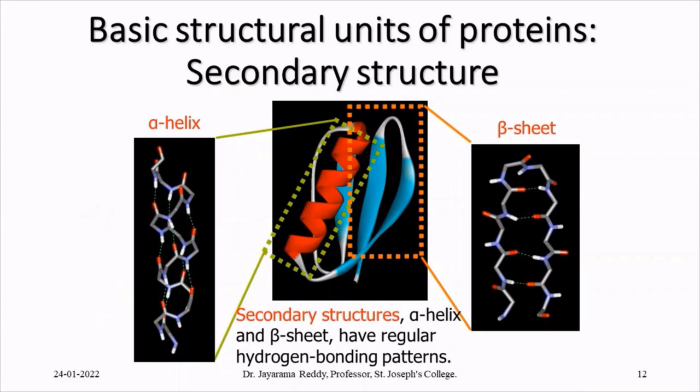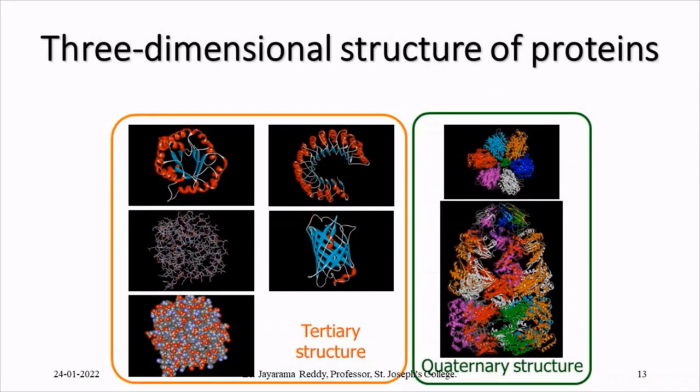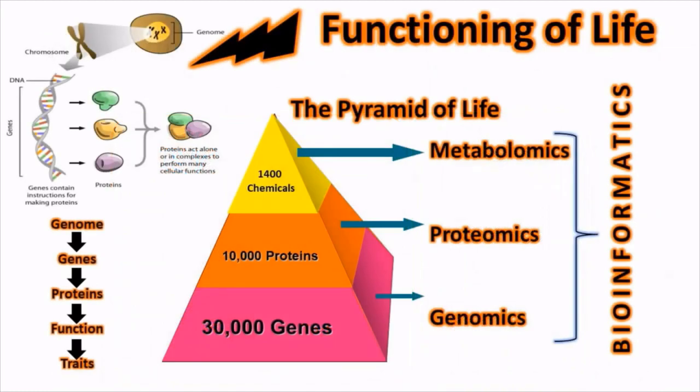So you can see the sequence: genome, some set of all genes. Genes will undergo transcription and translation to produce proteins. Proteins will attribute to function, and these are what are called traits. So this is the pyramid of life. Life is made up of three fundamental units which are studied in bioinformatics in a quantitative manner.